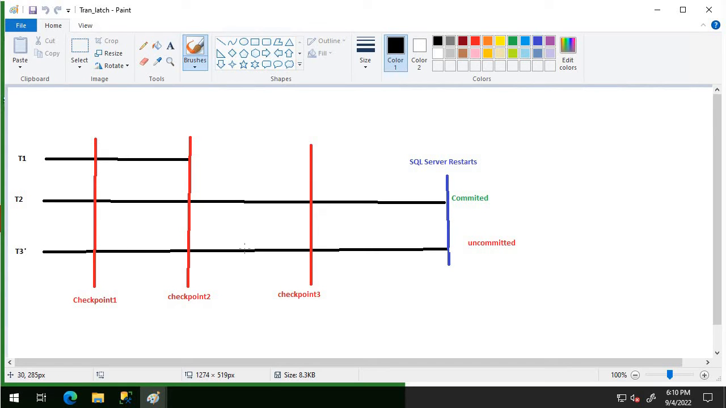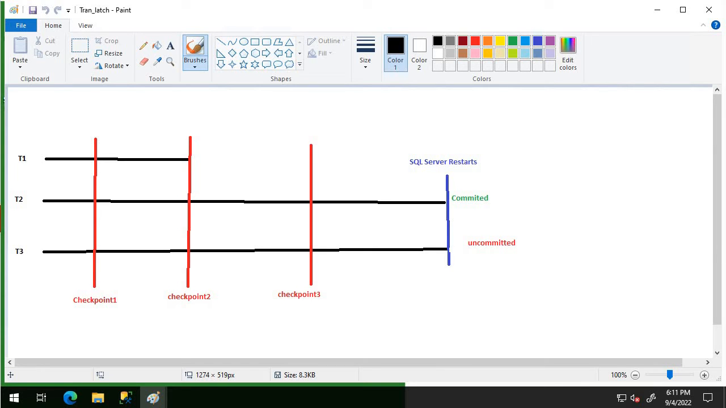Now as far as T3 is concerned, that is your transaction 3, it has not completed, so it is basically uncommitted. We have mentioned that it never completed here, so SQL Server restarted. So what it does is it goes to the last checkpoint, which is checkpoint 3, and after this it undoes all the things that have happened from here to here. So that's what happens as far as the recovery is concerned.